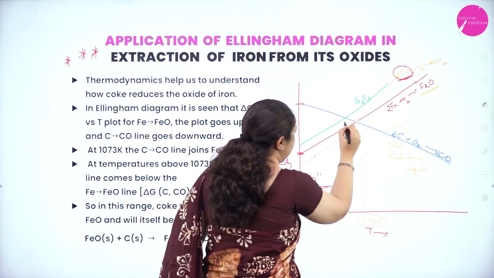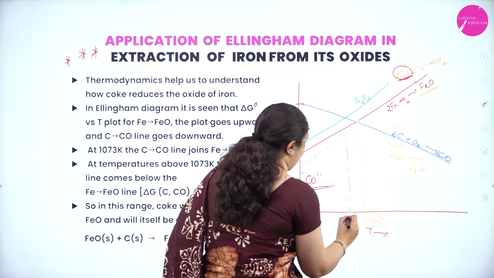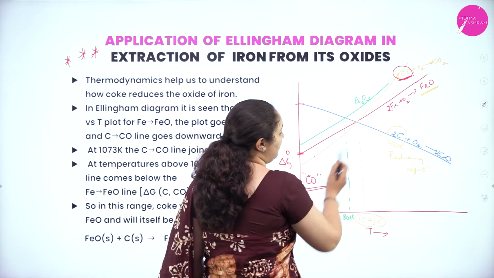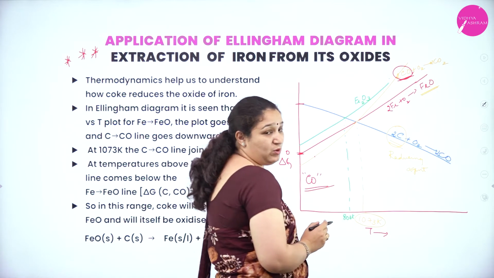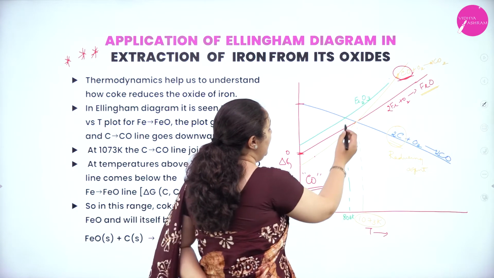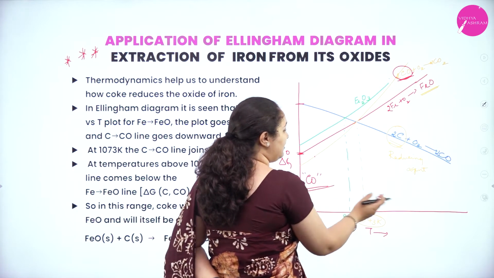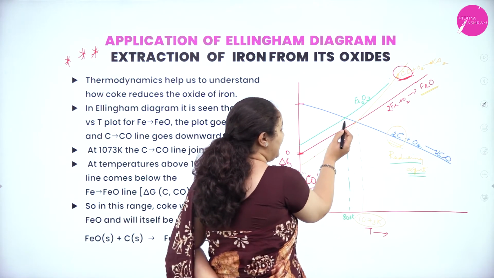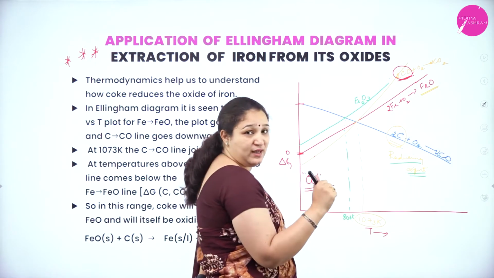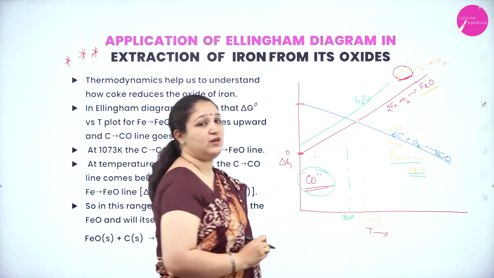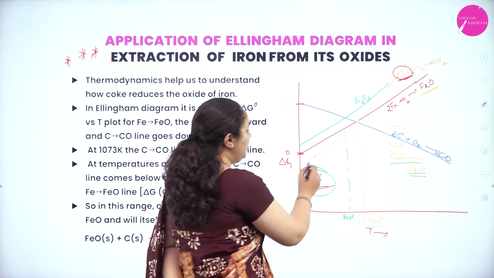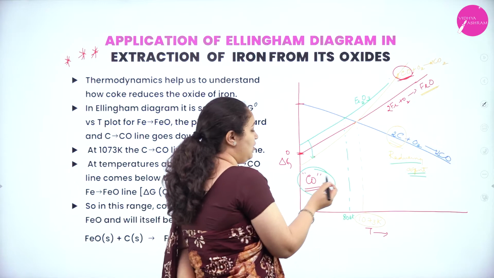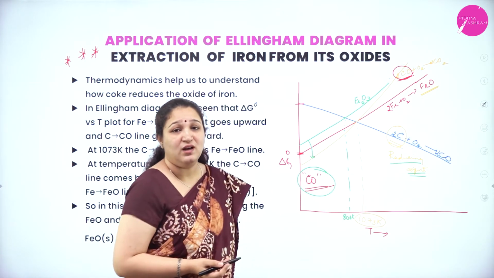And you can see at 800 Kelvin you will get this line where it is meeting with the carbon to carbon monoxide formation line. So you can see after this temperature, after 800 Kelvin, again coke only can be used as a reducing agent. But below 800 Kelvin, what can I use? I have to use carbon monoxide only as a reducing agent because you see the carbon monoxide line is below this. Correct? Here it is. So again, I can use carbon monoxide only as the reducing agent.